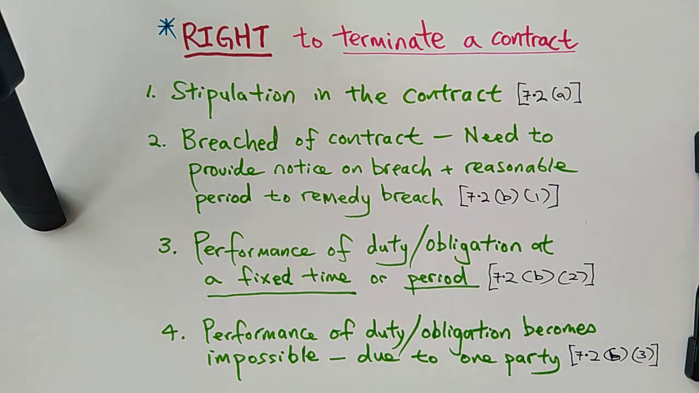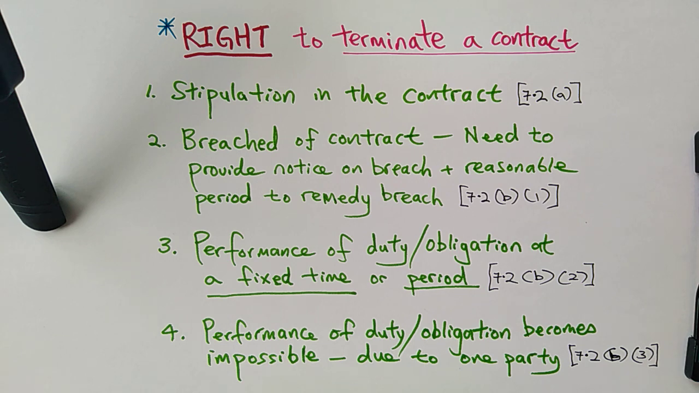Before I get into the right to terminate a contract, please read 7.1 on page 31 of the book. I am not talking about that in this lecture, but that is very relevant to this topic. You have to read that first. It deals with the fact that you can only terminate a contract when you have a right to terminate the contract. If you do not have the right to terminate the contract, you cannot terminate the contract.